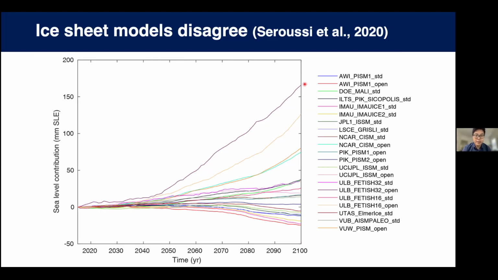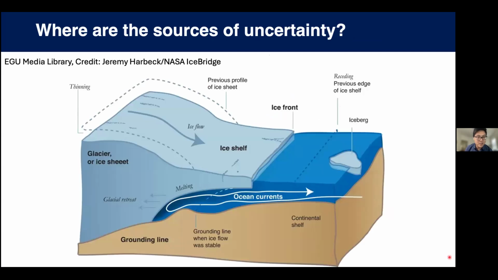And we can see that the range of predictions is pretty massive, varying by almost 2 meters. And some of these models predict mass gain rather than mass loss as well. And within these studies, even though they have the same forcing scenarios, there's significant variation in predicted ice sheet retreat and consequently mass loss. So where do these main sources of uncertainty come from?